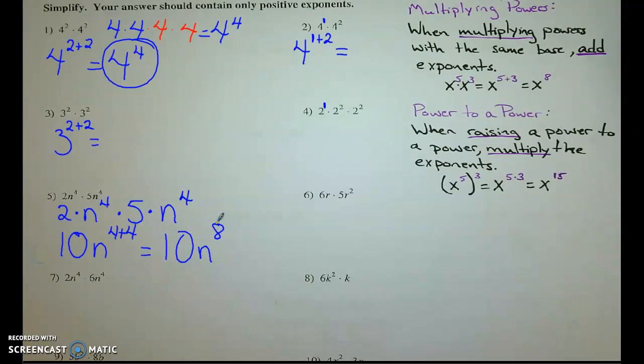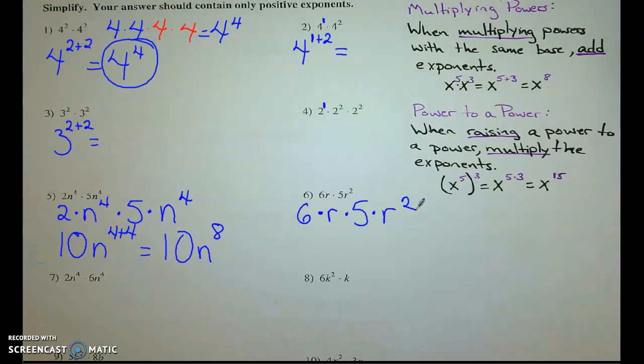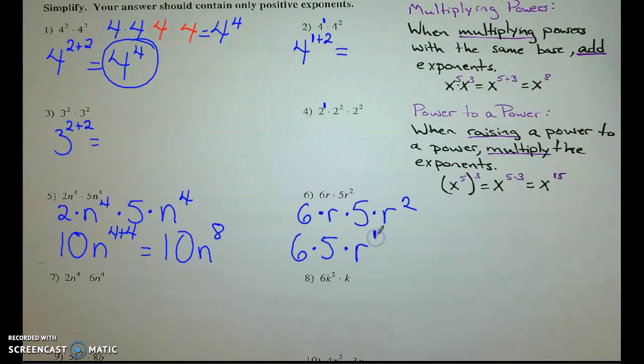Okay? So, looking at number 6. 6r times 5r squared. So, let's break it apart. 6 times r times 5 times r squared. Okay? So if we want to reorder things, we can do that. So that leaves us with 6 times 5, and then our exponent rule, times r to the 1st plus 2nd. Now let's simplify it. 6 times 5 is 30. 1 plus 2 is 3. So we have 30 times r to the 3rd power.